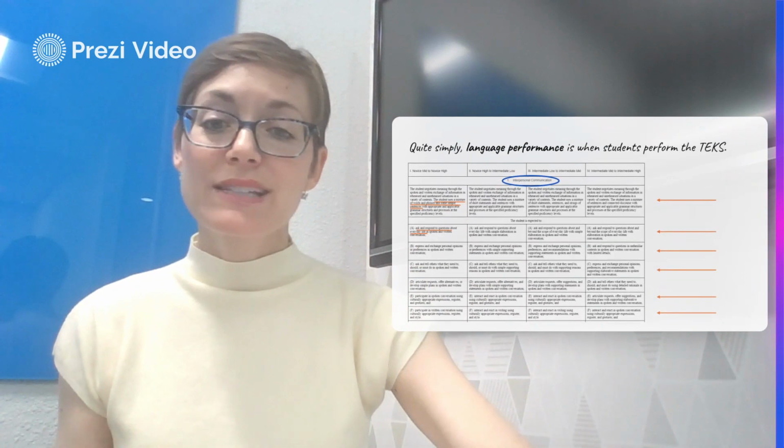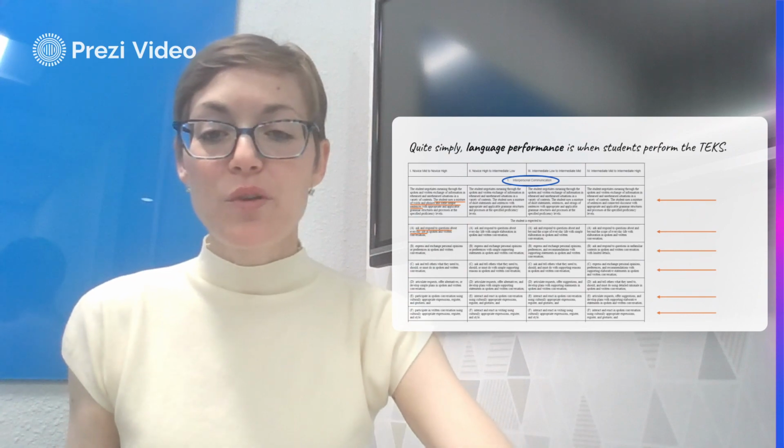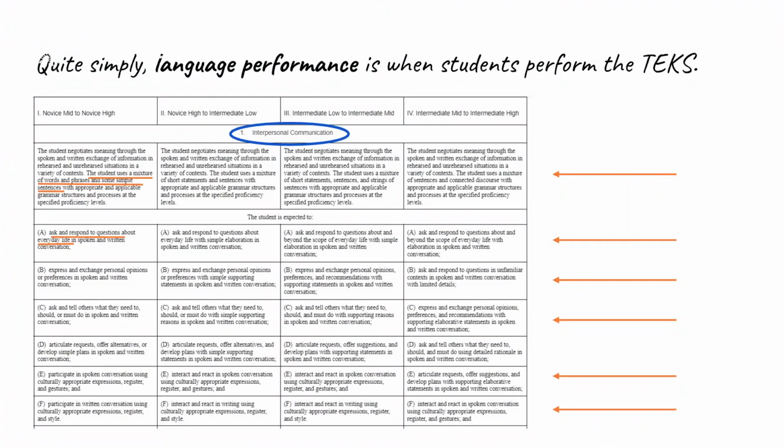What is language performance? Quite simply put, language performance is when students perform the TEKS. No mystery here, folks, right? We have 3 strands in our TEKS. You'll see the first strand here on this little screenshot that I've taken is interpersonal communication. The other 2 strands are interpretive and presentational communication.